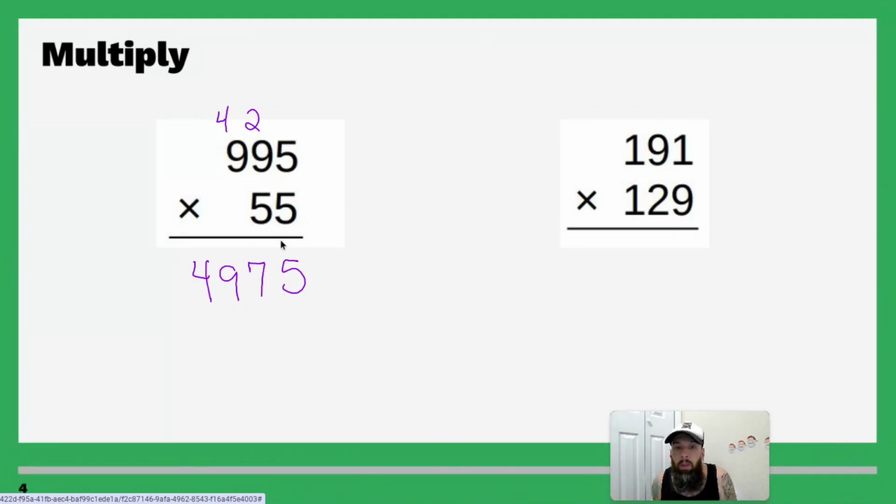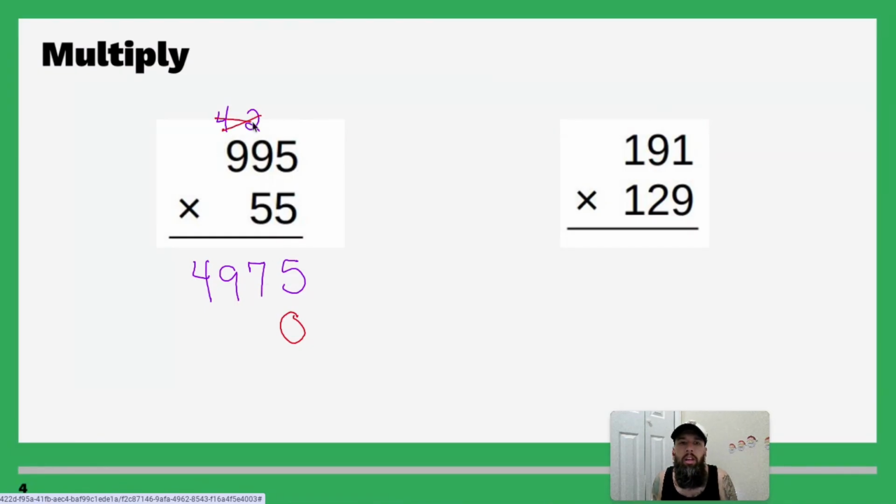But that's not it. Once we finish the ones digit in the second thing that we're multiplying, we're going to move on to the next row. Every time we add an additional row, we add an additional 0 to the right side. So since we don't have any zeros, we're going to add a 0 to the ones place value. Okay? And then we repeat the process.